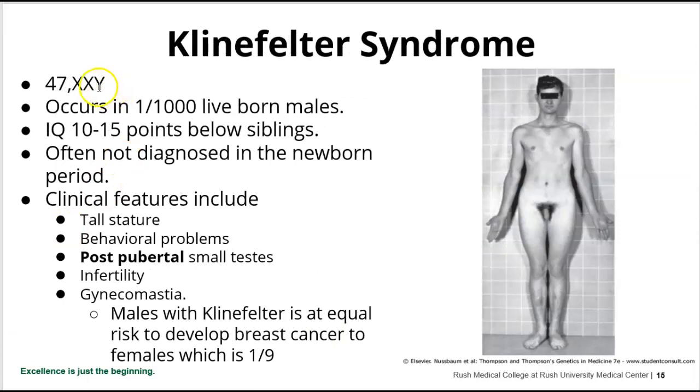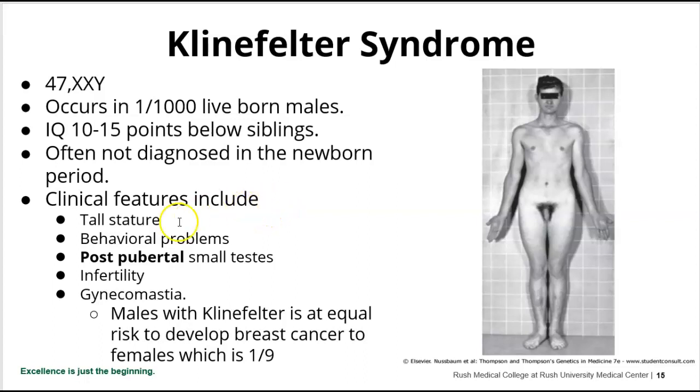Klinefelter syndrome, XXY, again, 1 in 1,000 live births. IQ about 10 to 15 points lower than siblings. So if their siblings are at 140, they're still pretty smart. If their siblings are 80, they might have some more problems. Often not diagnosed in the newborn period, although that's changing a little bit with cell-free DNA, because with cell-free DNA, sometimes we identify males with Klinefelter syndrome, which is actually a good thing, because this is not going to be on your boards, but I'll just tell you this. Testosterone is thought to improve a lot of the cognitive problems as well as infertility, if it's given in the first 6 months of life.